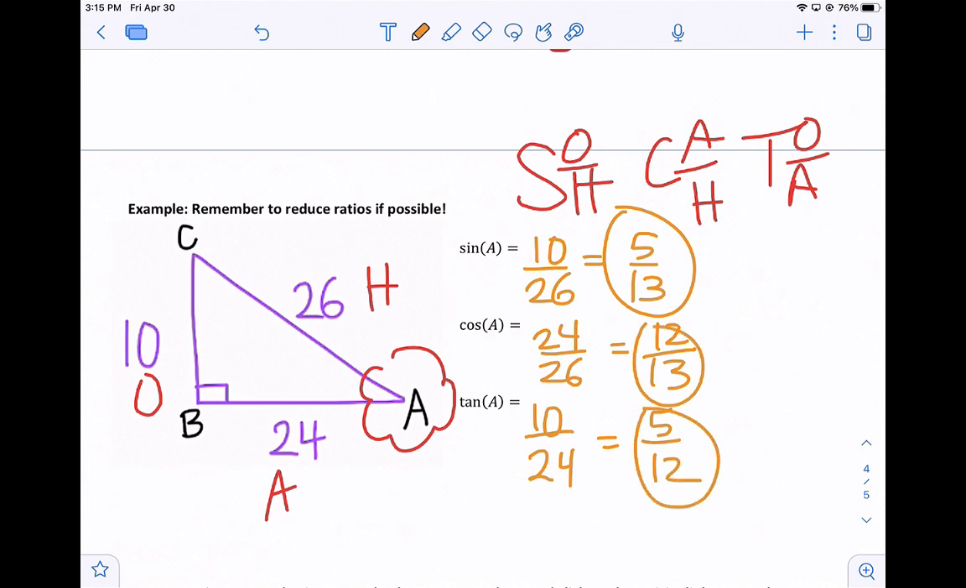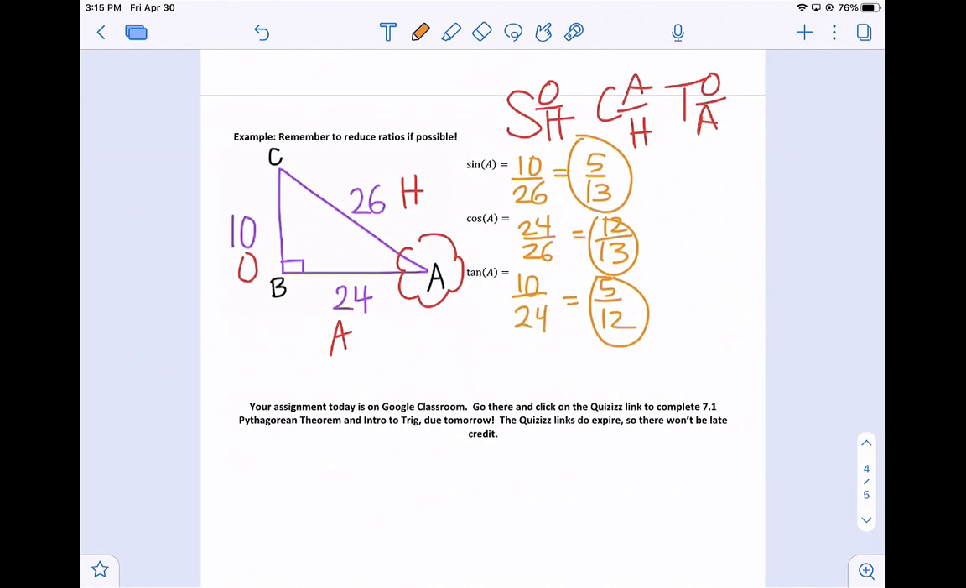So the assignment today, the link is on Google Classroom. It's a quiz. So you're going to be matching up these trig ratios, and then also you're going to practice using Pythagorean theorem to solve for missing sides of a right triangle.